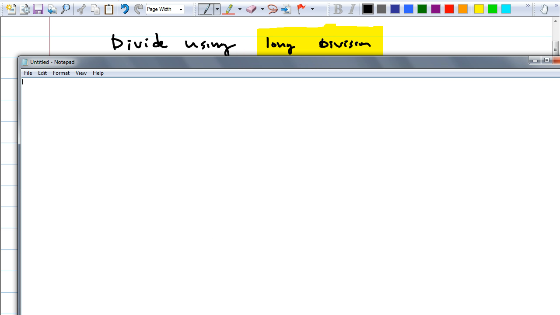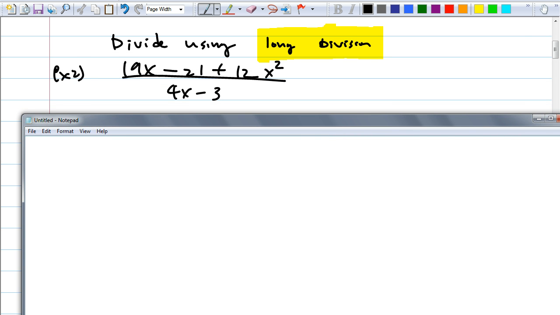Now we're going to do a similar thing, but instead of a number divided by another number, guess what we're going to have? A polynomial divided by another polynomial. Exactly right. Here is a question: 19x minus 21 plus 12x squared all over 4x minus 3. Most of the time you will try to factor the numerator and cancel things out, but I'm just going to ask you to divide. If I ask you to divide, you'll be doing the long division. If I say simplify, then you try to factor the numerator and simplify.